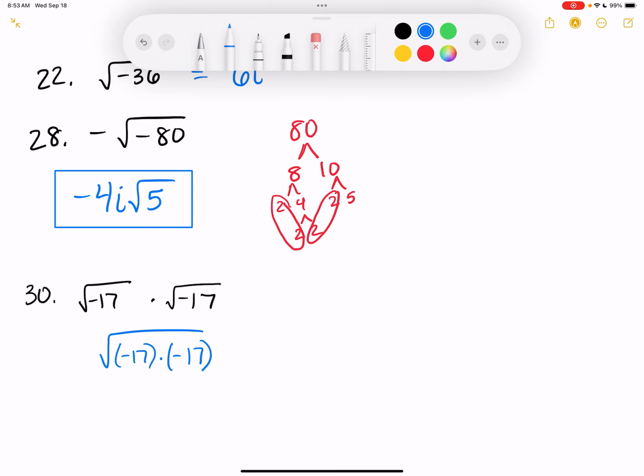What happens when I have a negative and a negative? Becomes a positive. So then I have 17 times 17. What's the square root of that? 17. And that would be that.